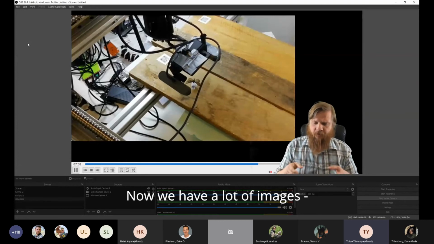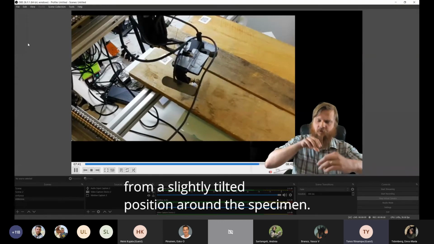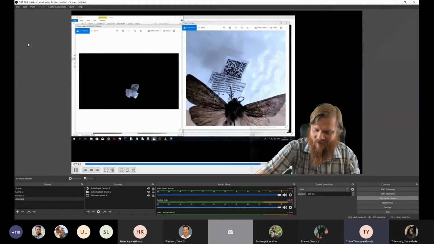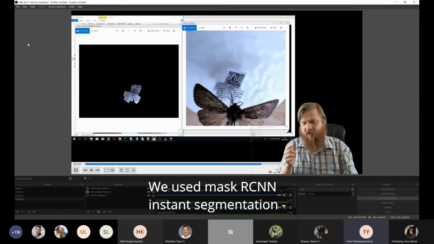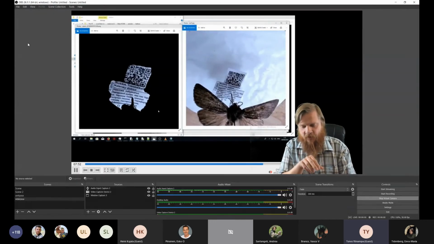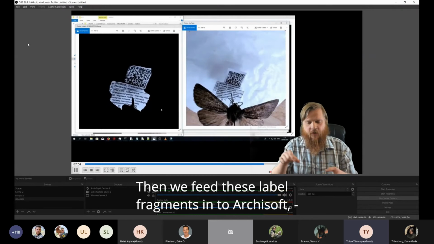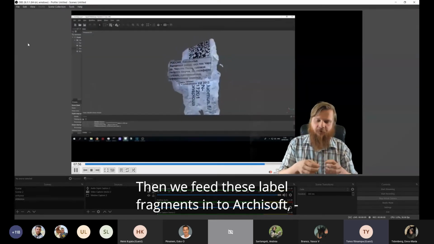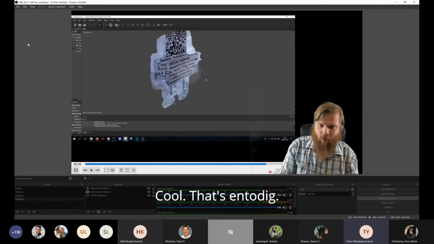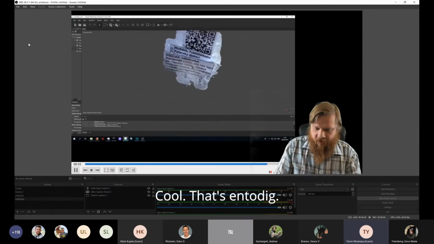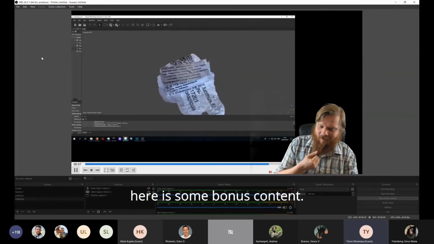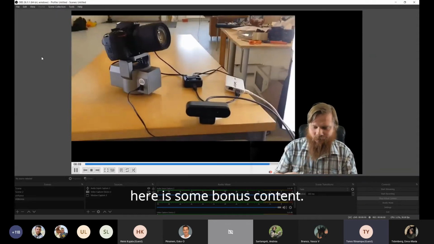Now we have a lot of images from slightly tilted positions around the specimen. We need to reconstruct just the label, remember. We use Mask R-CNN and instance segmentation to detect just the labels from the images. Then we feed these label fragments into Agisoft, which calculates the 3D model of the label. Cool. That's Entodic. If we still have time and the audience is awake, here is some bonus content.